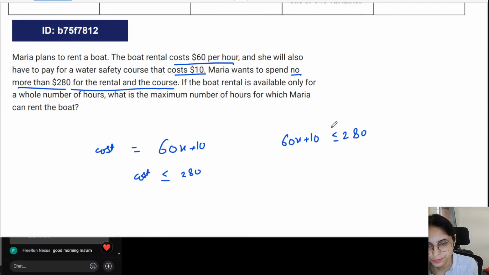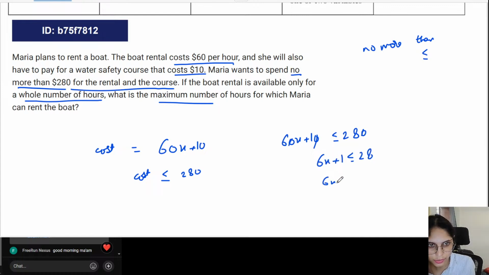Because no more than is less than or equal to. Now boat rental is available only for whole number of hours, so x has to be a whole number. What is the maximum number of hours that Maria can rent the boat? So you can cancel the zeros. 6x plus 1 is less than or equal to 28. 6x is less than or equal to 27. X is less than or equal to 9 halves, that's 4.5.